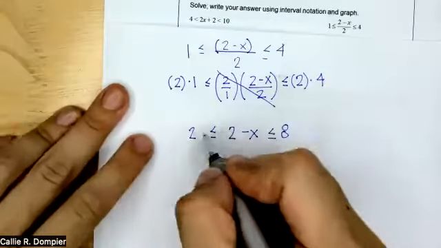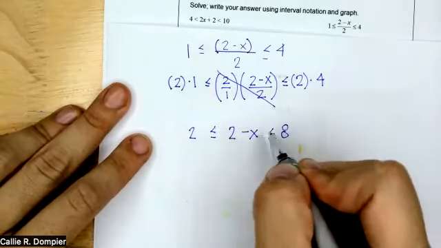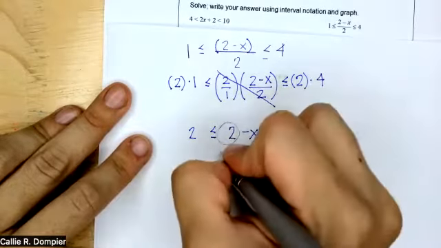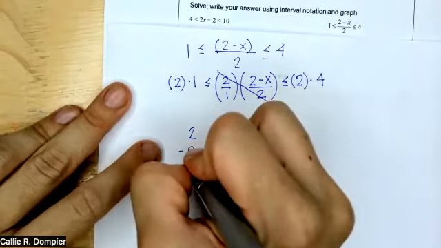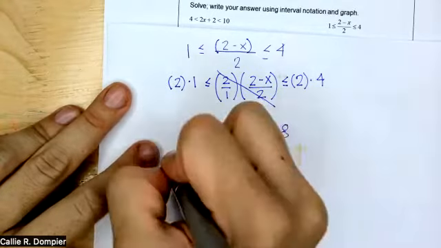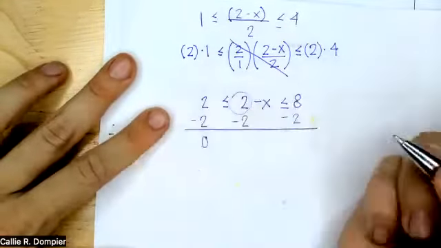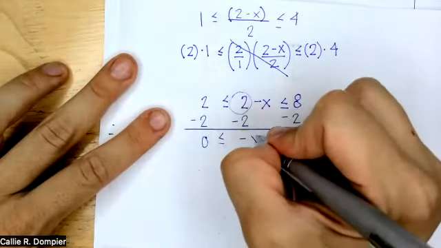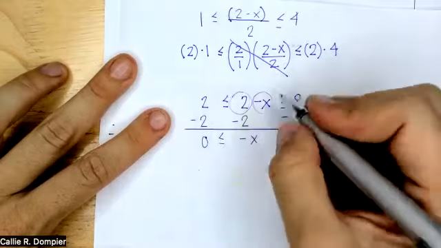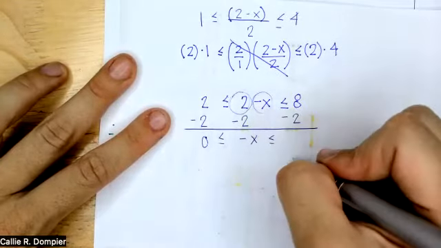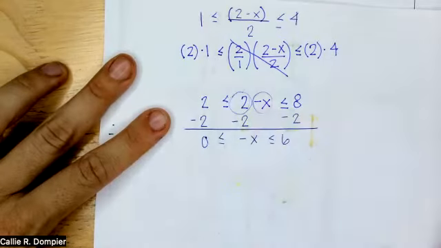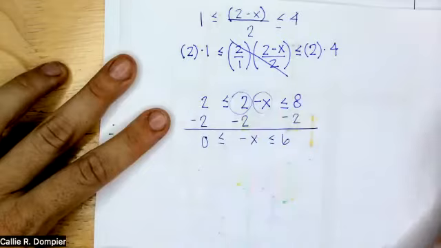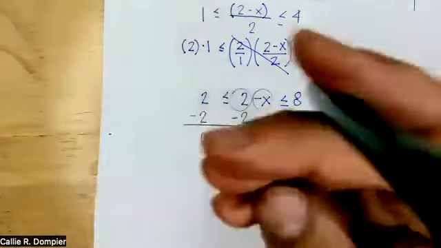Now I have 2 is less than or equal to 2 minus x, which is less than or equal to 8. That is a positive 2, so I need to subtract 2 to get rid of it. 2 minus 2 is 0. That doesn't mean that you've done something wrong or that you have to stop, okay? Make sure you keep the negative with the x. It's a negative x. 8 minus 2 is 6. You can keep working. 0 is a number, right? Just keep treating it like you would treat any other number.